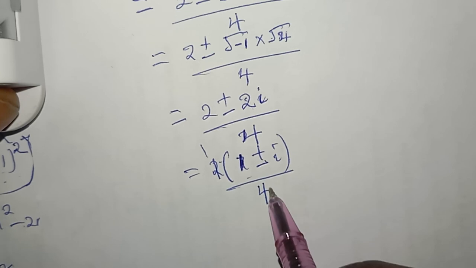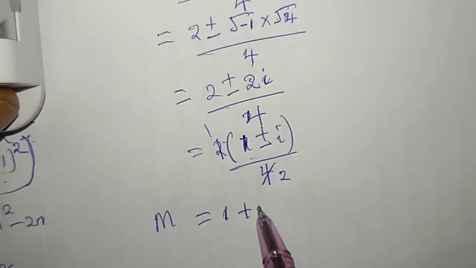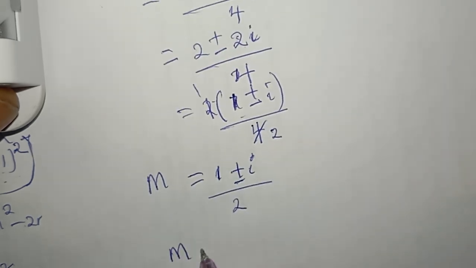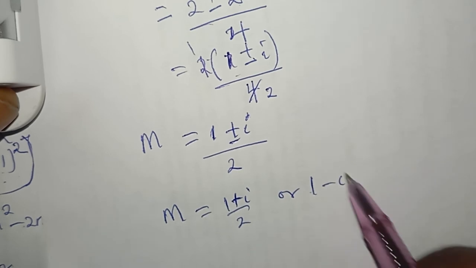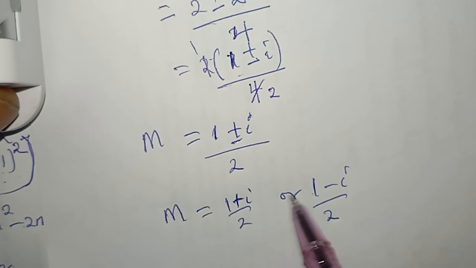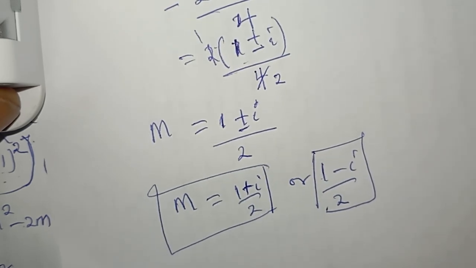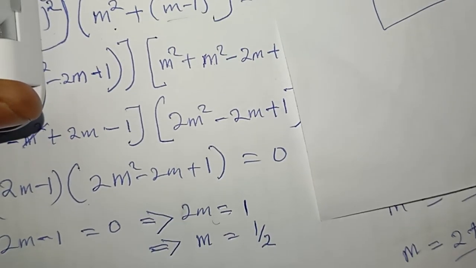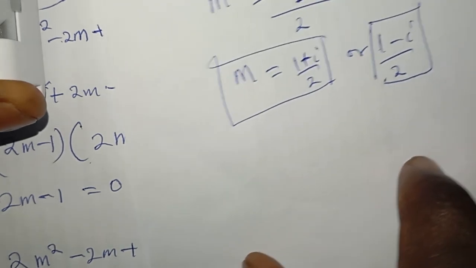These 2 cancel, and 1 divided by 2 remains, so that our m is now equal to 1 plus or minus i, divided by 2. Obviously our m is equal to 1 plus i divided by 2, or 1 minus i divided by 2. Okay, so these are the values of m that satisfy the equation we are solving. You can see our first value for m right here, which is m equals 1 over 2, and then the second and third values of m are here.